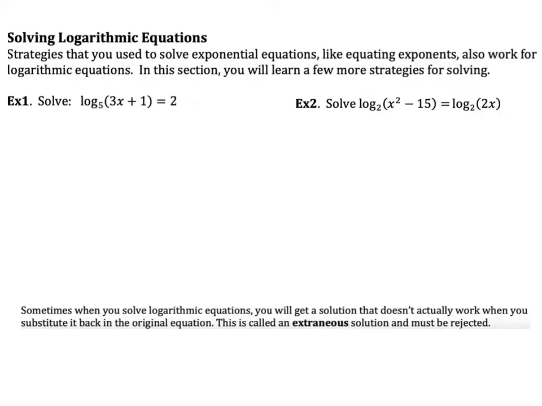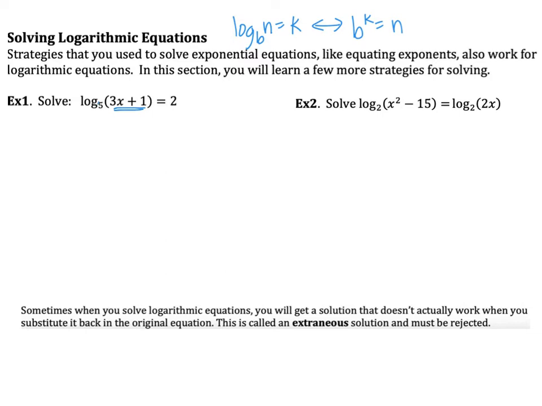Okay, we're moving on to solving logarithmic equations. We have two examples here. Now let's look at example 1. It says solve log base 5 of 3x plus 1 equals 2. Well, this is logarithmic form. If I want to solve for x, somehow I have to try to isolate x. Well, remember we just said that logarithmic form can be rewritten in exponential form or vice versa. So log base b of n equals k is the same as b to the power of k equal to n. So I'm going to go to that immediately.